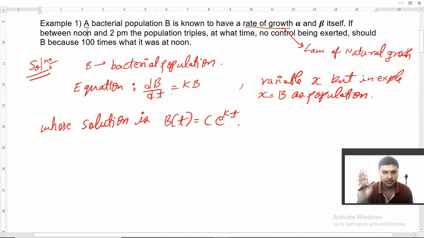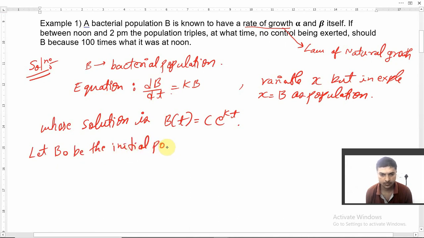Always please remember this, whenever we start any equation we always consider the initial values. What is the initial of the growth? Keep it in mind always, friends. Fix in your mind, initial will always be 0. Okay, let us start with this. Let b naught, that is initial, be the initial population at t is equal to 0.